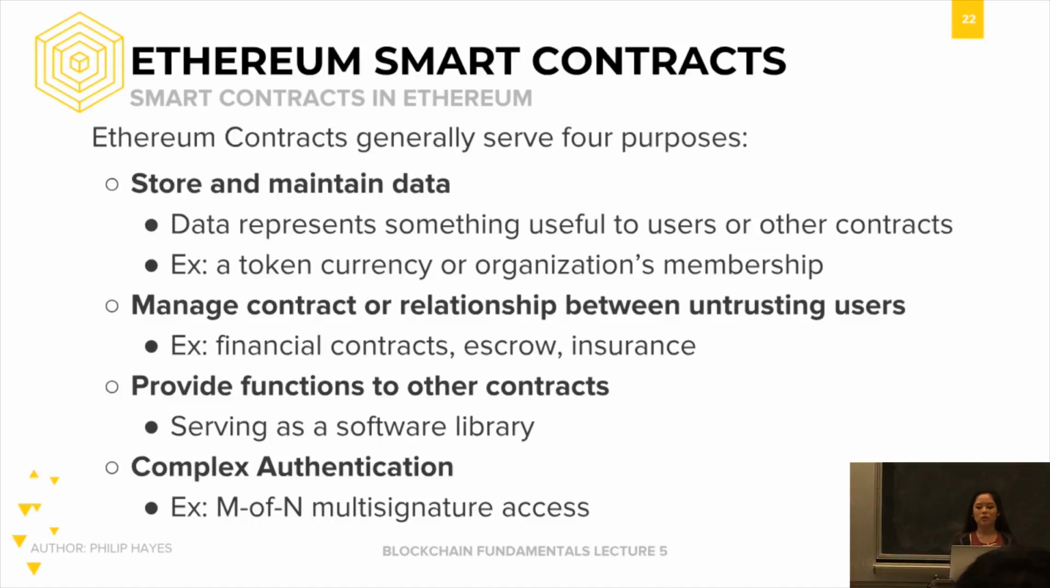It can also provide functions to other contracts. So there are smart contract software libraries that will do various arithmetic functions for you, so you don't have to write your own. Generally, you could write your own if you want to make sure that it's secure, but if you trust another smart contract's implementation of something, then you can call another smart contract. So smart contracts can also call each other within Ethereum. Or complex authentication. So we talked about multi-sig in Bitcoin. Obviously, you can still do that with Ethereum, and it's actually easier.